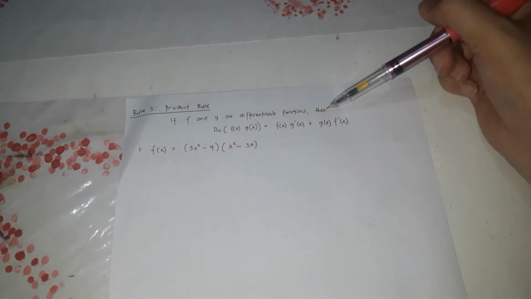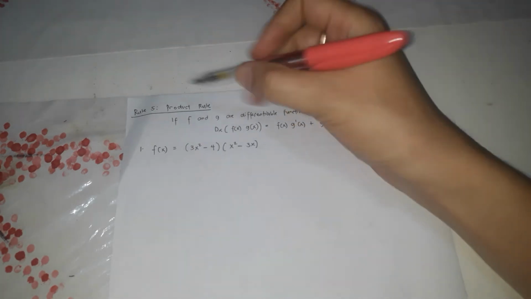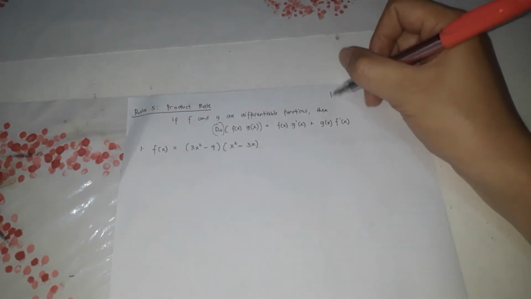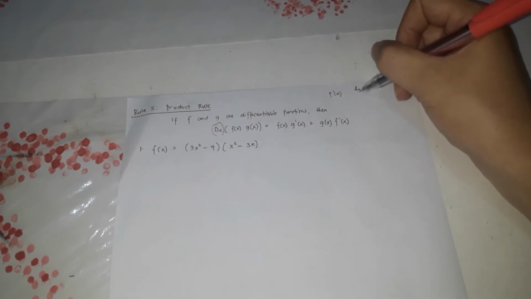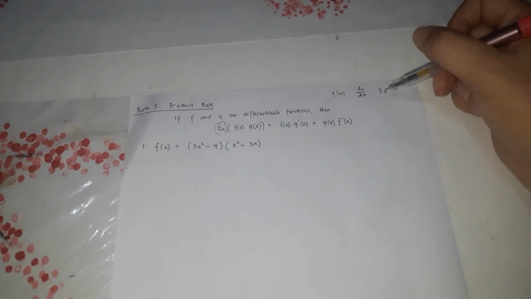The product rule states that if f and g are differentiable functions, then d/dx of f times g... This is also a derivative, this is also a derivative, this also means derivative. So we have known three symbols for derivative.